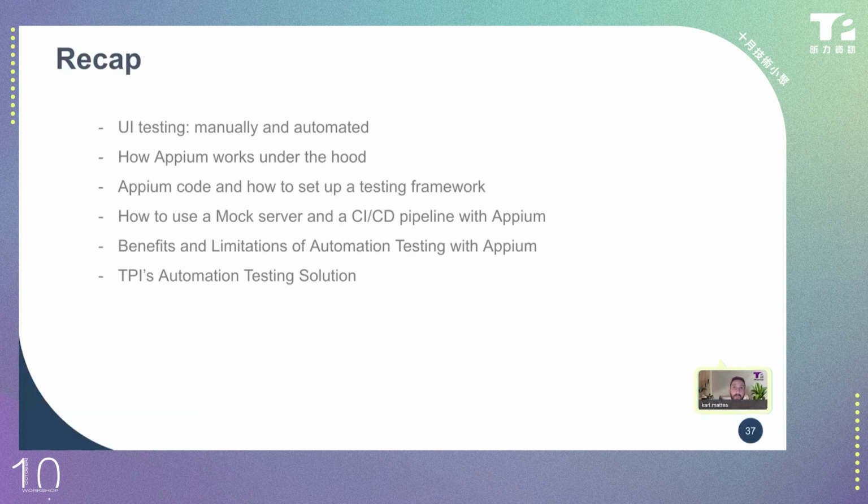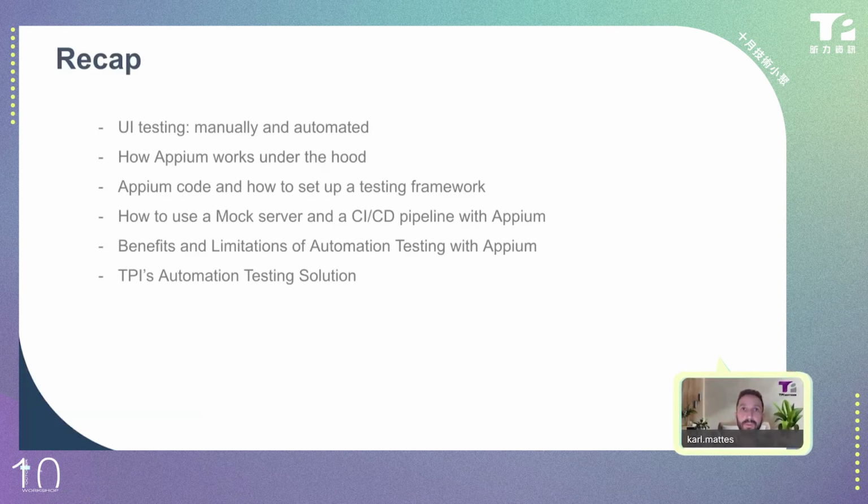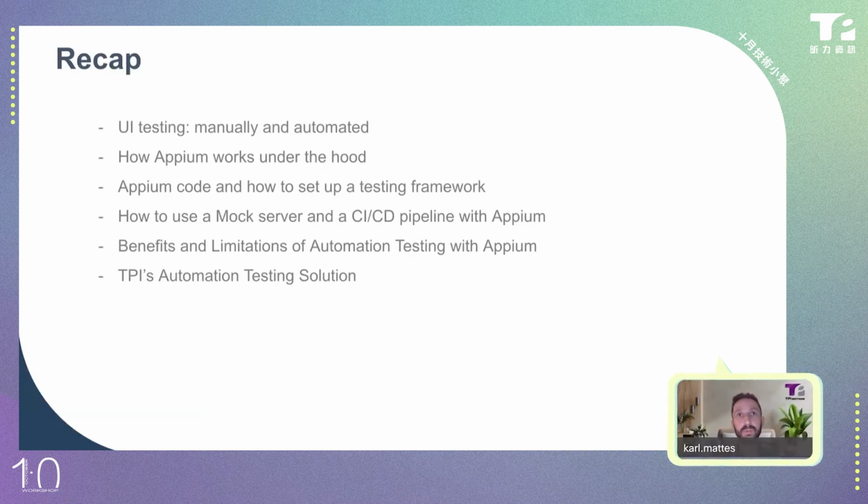We know now how it works under the hood, out of which components it consists and how they communicate with each other. We have learned how to write a basic Appium script, which consists of setting up a driver, finding and interacting with elements. We then learned how we would set that up for a larger project, for a real project, so that we can not only have one test case, but several.